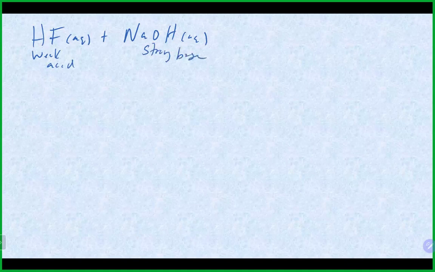This, once again, is still a double displacement reaction. And once again, here we have our H and OH, which are going to come together to make water. And our salt is going to be our sodium ion and our fluoride ion coming together, which will make NaF, right? And that's going to be aqueous.